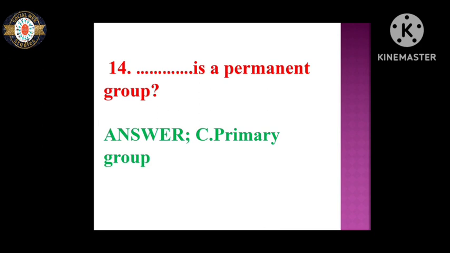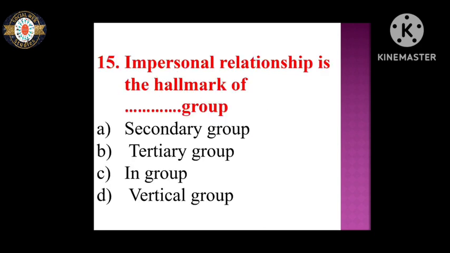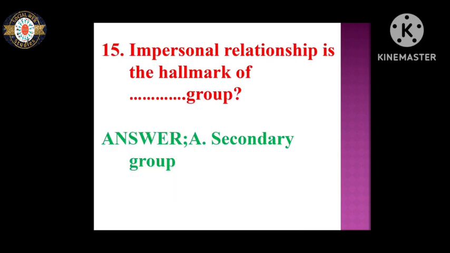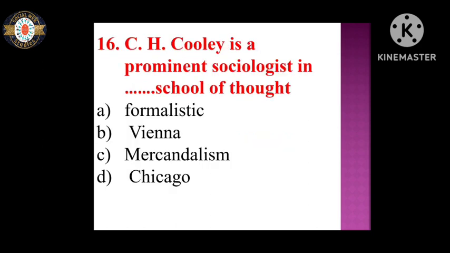Another question is, interpersonal relationship is the hallmark of what group? Option A, secondary group. Option B, tertiary group. Option C, in group. Option D, vertical group. Answer is option A, secondary group.